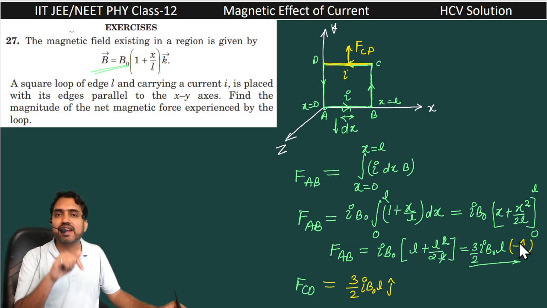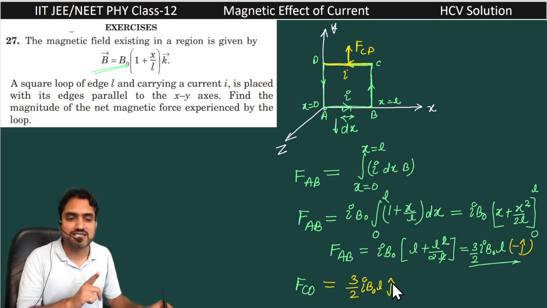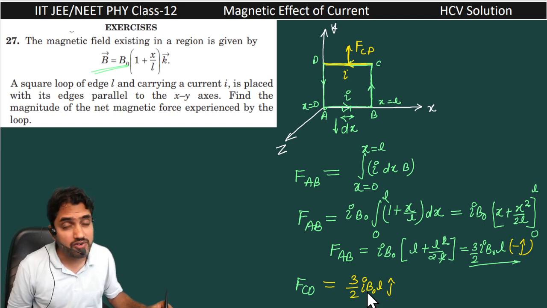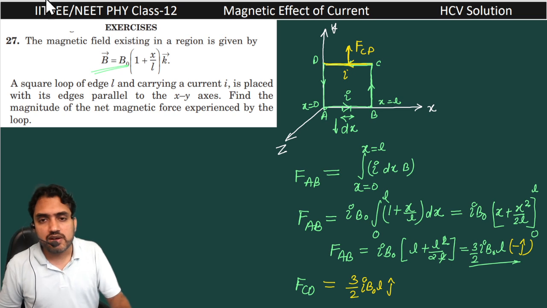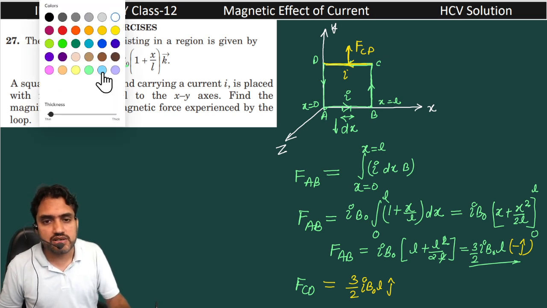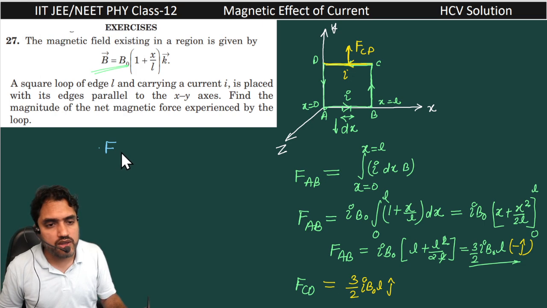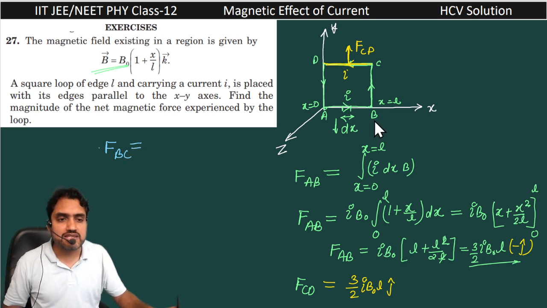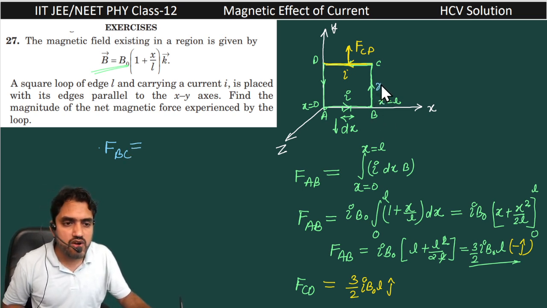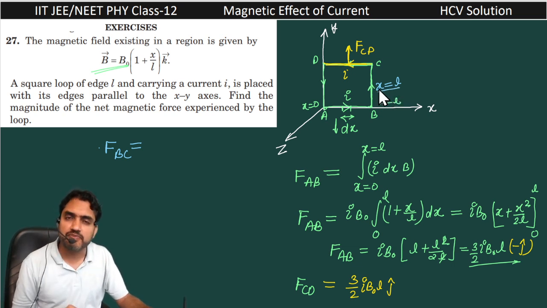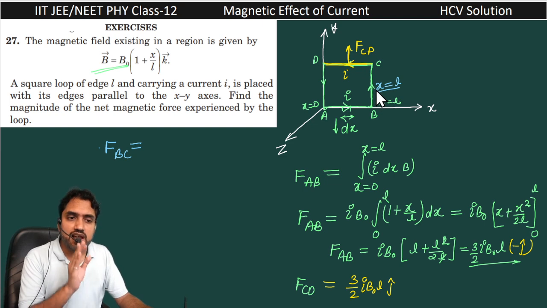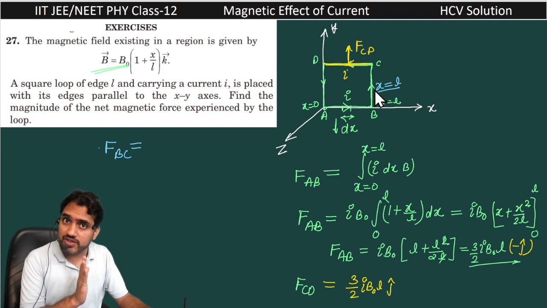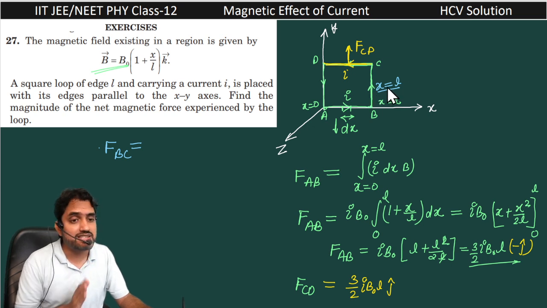Along the negative y axis, it is along the positive x axis, so this will cancel out if you are taking the net force. Now the second part, F on BC. In this BC, the value of x is equal to L. If you are moving from B to C, there is no change in x. If you are moving along the y axis, x remains constant, that is L.